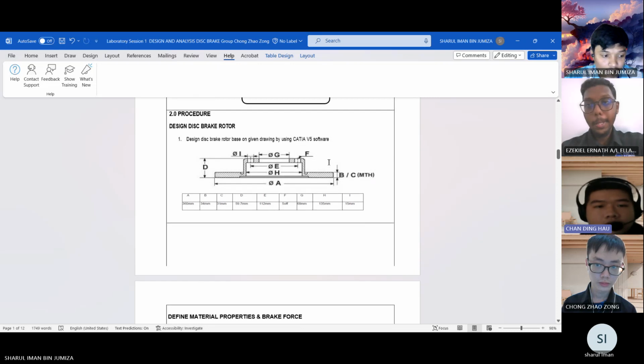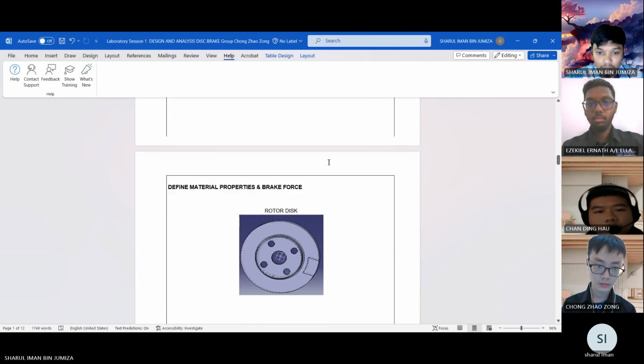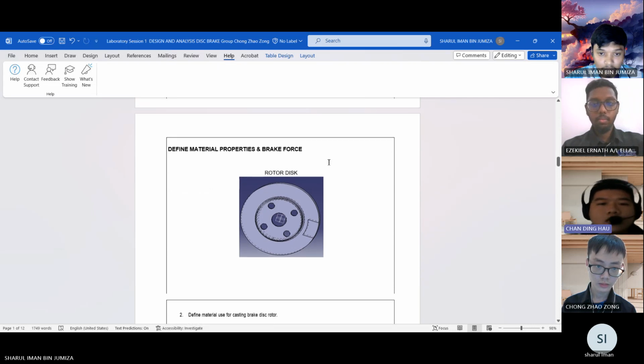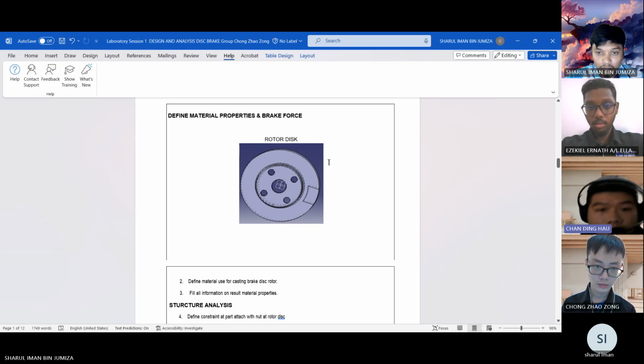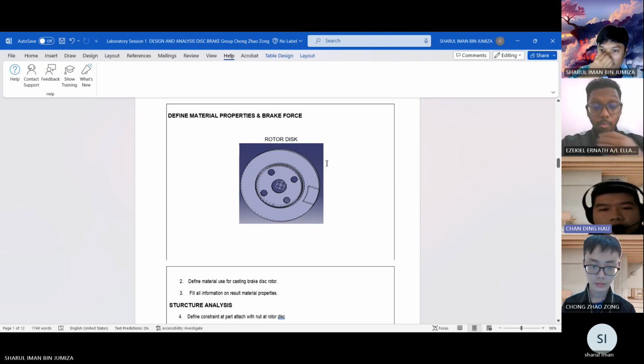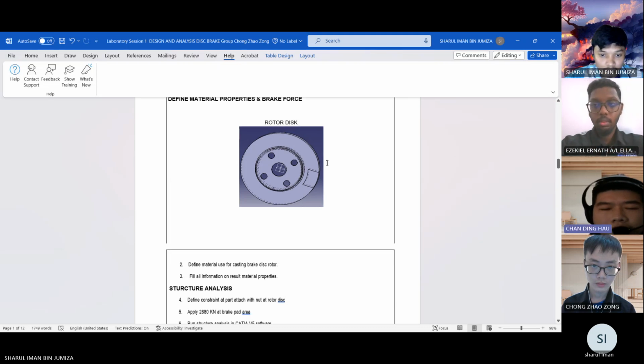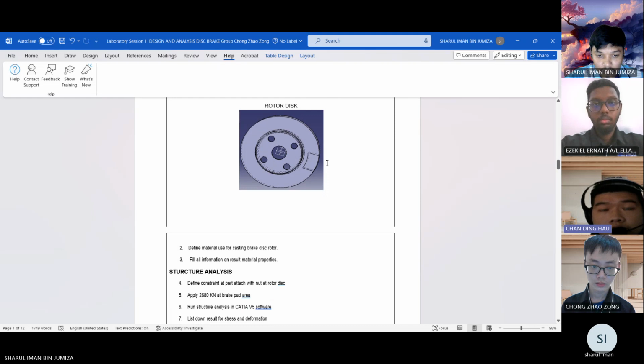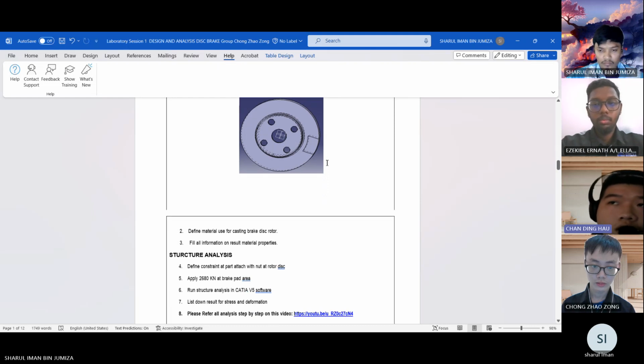So hello everyone, my name is Chanding Hao, matrix number B0921101146. I'm going to present the procedure. We designed this brake rotor using the CATIA V5 software. We apply the distributed force at the brake pad area, about 2,680 kilonewton. And then we run the structure analysis in CATIA V5. We will get the translational stress and the von Mises stress. So that's all from me.